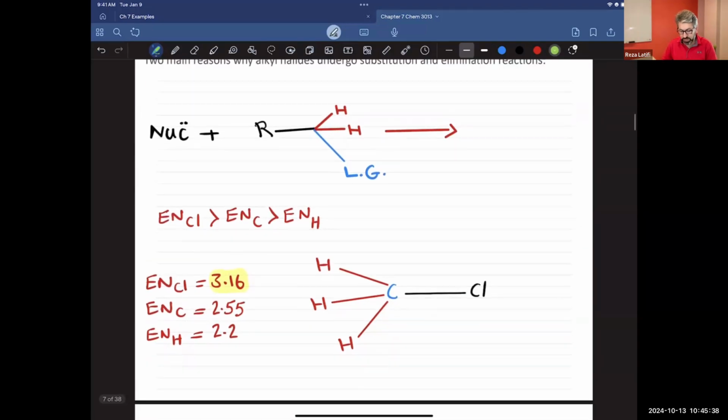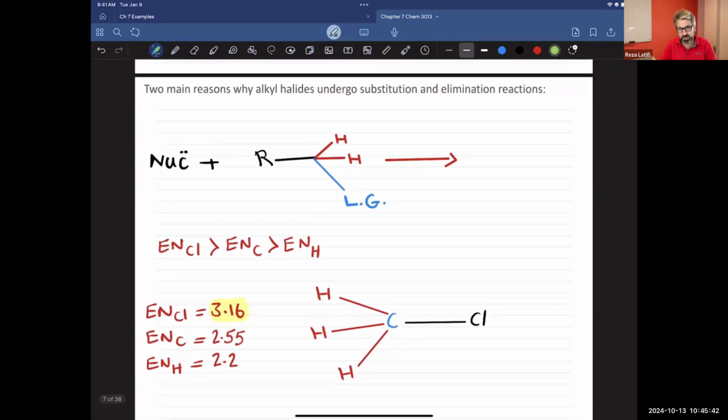Okay. The first reason for elimination or nucleophilic substitution is that carbon is attached to an electronegative element like chlorine, fluorine, bromine, or iodine. As you see, in this case, the electronegativity of chlorine is 3.16, way higher than carbon. It means chlorine is going to steal plenty of electron density from carbon. So we're going to have a good positive charge on carbon, and chlorine will have a negative charge. Remember, chlorine does have 3 lone pairs right now.